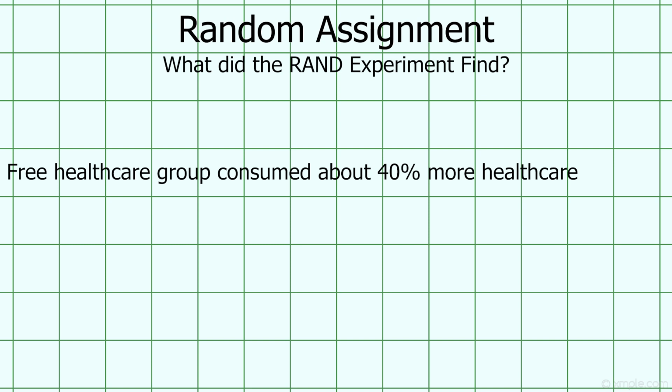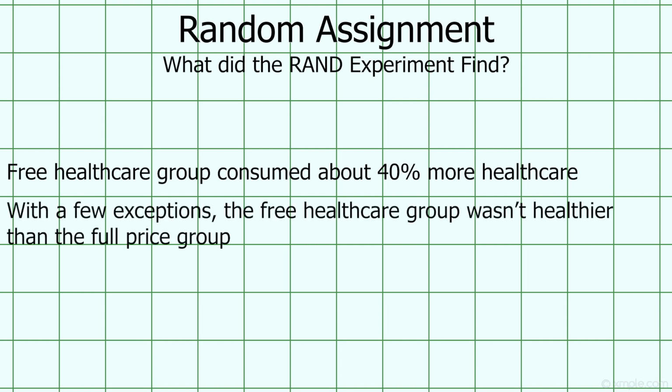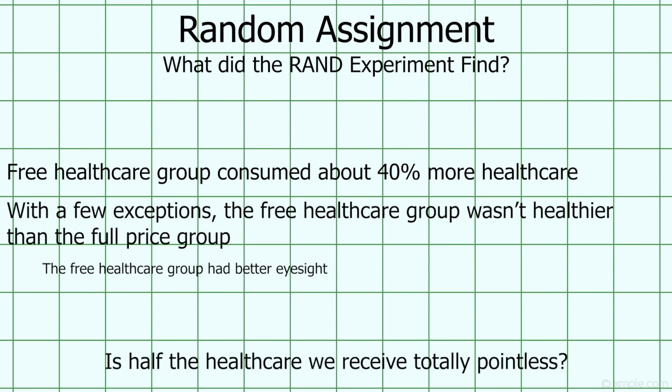The more interesting results emerge when we compare the actual health of the free and the full price groups. The researchers couldn't find any significant difference in health between the two groups, with one exception. The group that got free eyeglasses did indeed have better eyesight. Other randomized trials examining the effect of healthcare on health, like the Oregon Medicaid experiment, found similar effects, or lack thereof. This is a really fascinating result. It implies that about half of the healthcare we consume does basically nothing for our health. And it speaks to the power of randomized trials to identify causal effects.